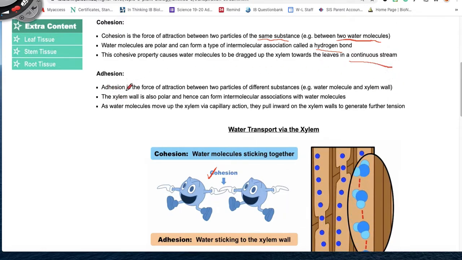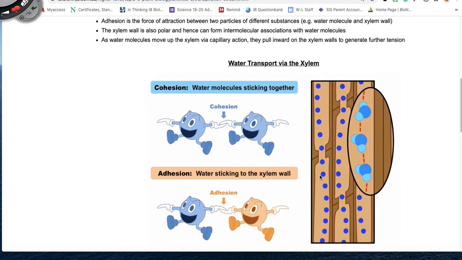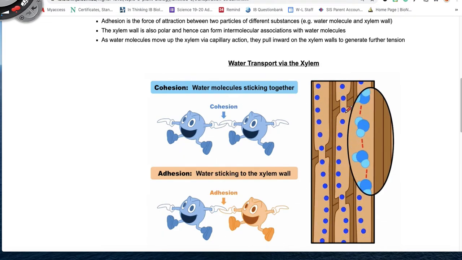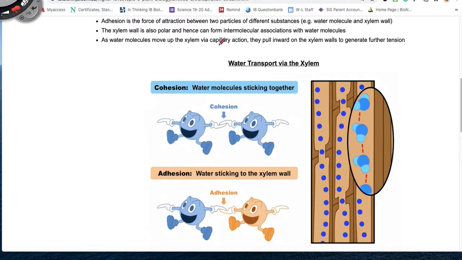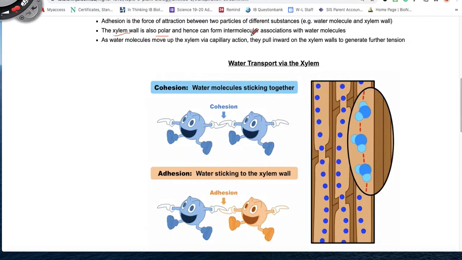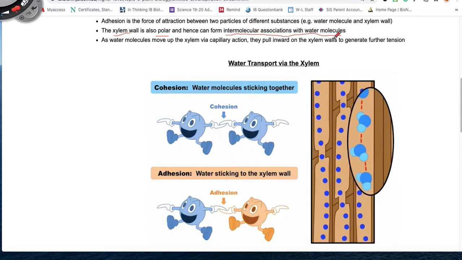Adhesion is the attraction of two particles of different substances, so water is attracted to something else. In this particular case, it's attracted to the xylem wall. Here we see water sticking to the xylem wall, which is all this structure that holds the water. The xylem wall is also polar, like water, so it forms these intermolecular associations with water molecules, and that helps.